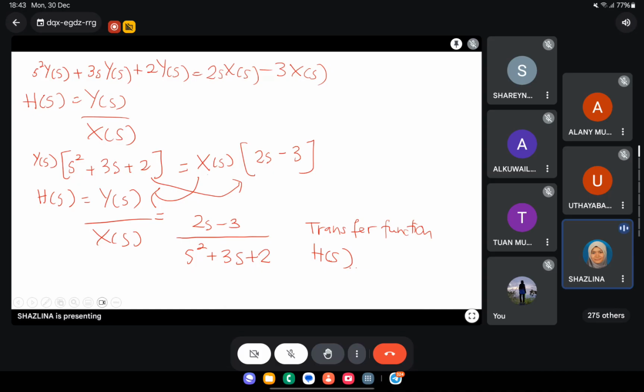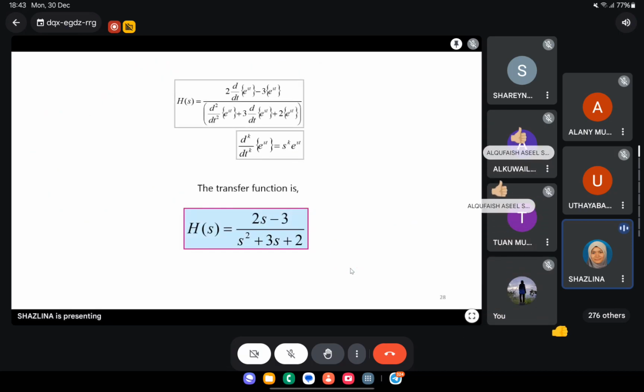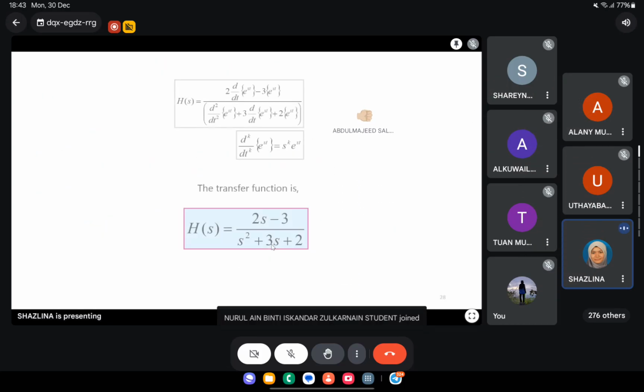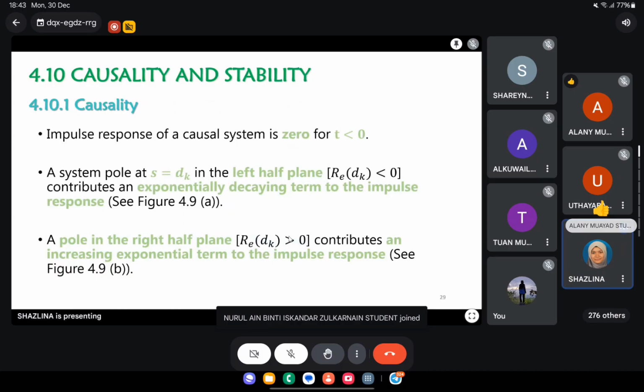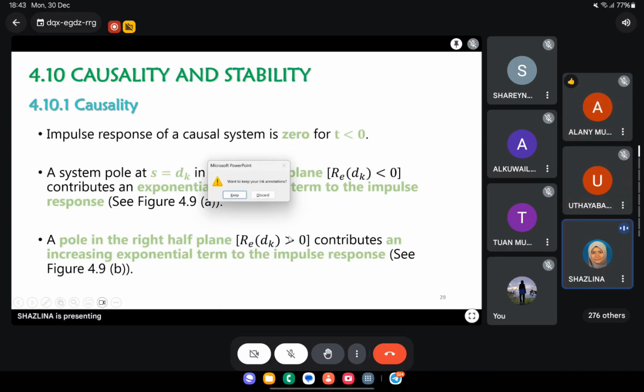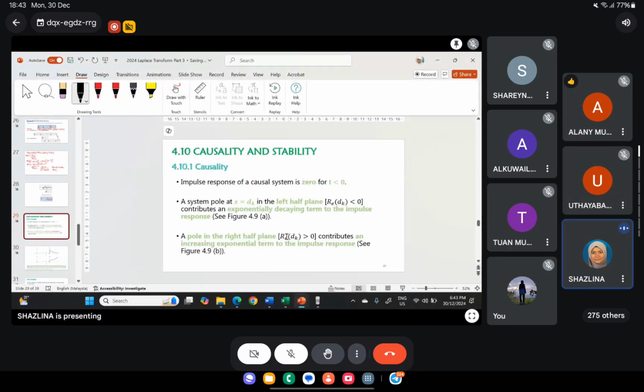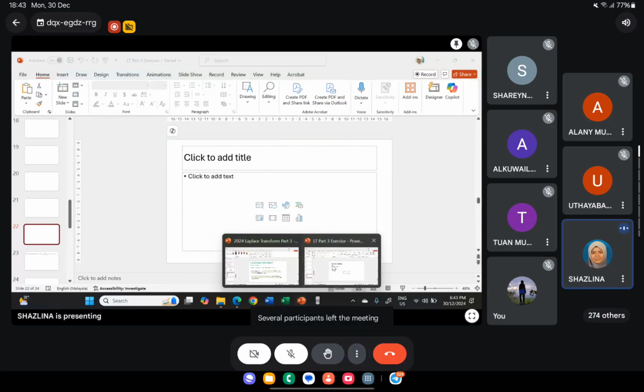Okay? I think this is quite easy, kan ini? Boleh? Okay, so the transfer function H(s) is 2s minus 3 sama s square plus 3s plus 2. Let's try and do one more example for that before we go to causality, just this one.